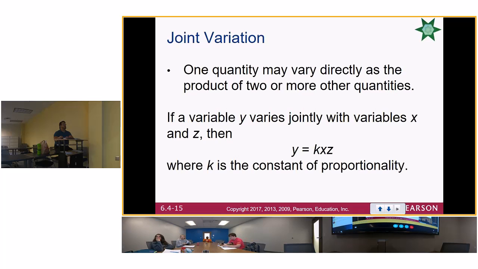Those of you that didn't write it down because we were finished, write it down. There is your joint variation equation: Y is equal to KXZ. It's the direct variation with just another variable.